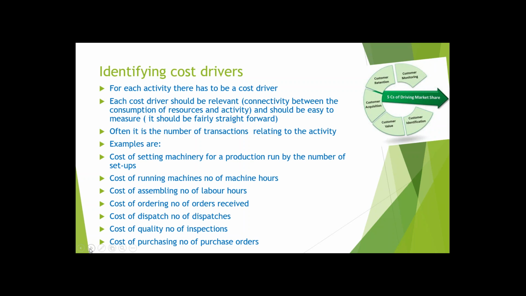And also something that should be easily measurable. It should not be very complicated, because activity based costing itself is already very complicated. We should not make it more complicated by putting up very difficult ones. So it must be very straightforward activities. We should be looking at the driver. So generally, the cost of setting up machinery for a production run is driven by the number of setups.